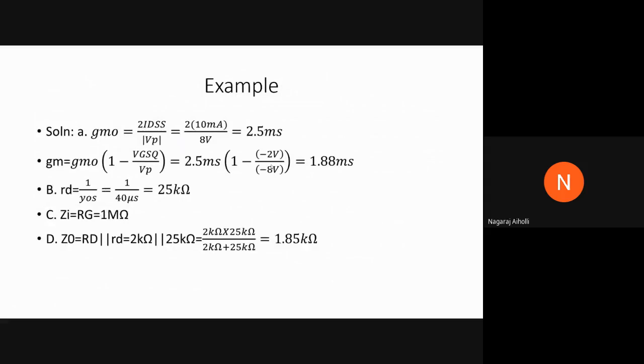So we have Z0 given by capital Rd parallel small Rd. That is, capital Rd is 2 kilo ohm, in parallel with small Rd, which we just calculated as 25 kilo ohm. If we take the parallel combination of these two, it comes out to 1.85 kilo ohms.